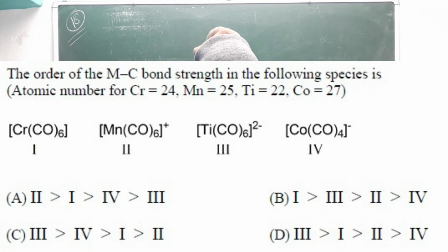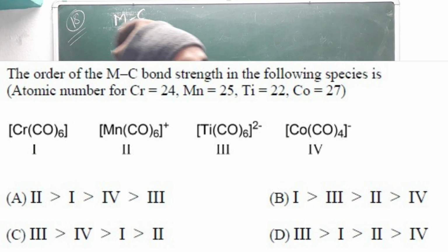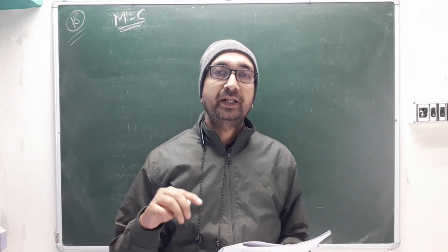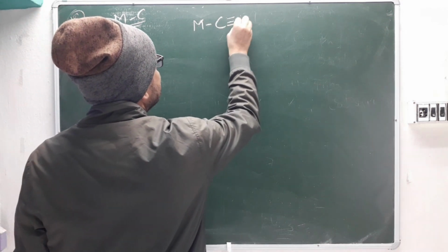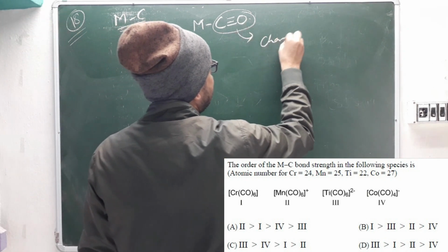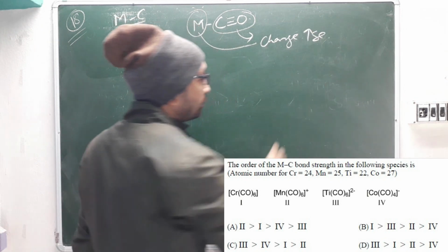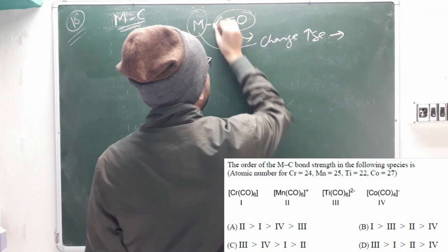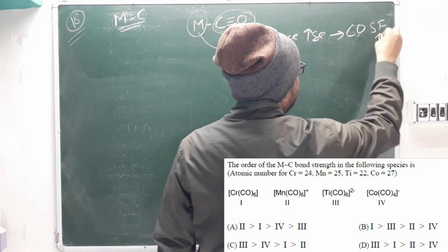The order of metal carbon bond strength. Here it is asking metal carbon bond strength, correct? So already we have discussed this type of question, but there we discussed carbonyl stretching. But here it will be metal to carbon. We have discussed this carbonyl stretching frequency, and that depends on the charge on metal. If it is getting increased, means from negative to positive side, the oxidation number, what will happen? We can directly write carbonyl stretching frequency is getting increased, correct?